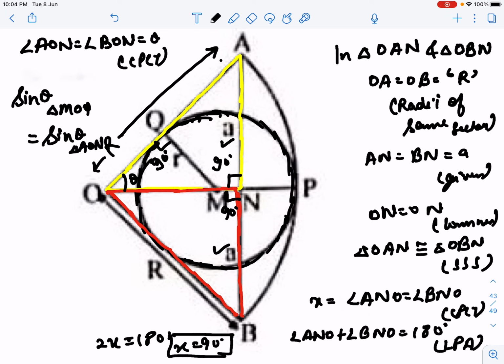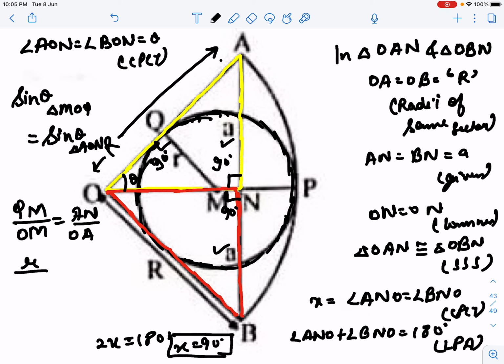So sin theta is perpendicular upon hypotenuse, we knew. So in MOQ, sin theta will be QM divided by OM. Perpendicular is QM and hypotenuse is OM, and there the perpendicular is AN and the hypotenuse is OA. Now what is the value of QM we are knowing? Small r is the value of QM we are knowing.